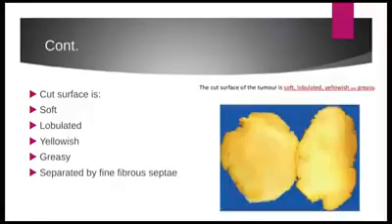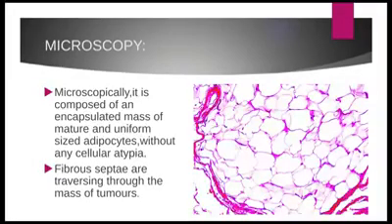If you see the cut surface of lipoma, this is yellowish and greasy, lobulated, soft, and this is separated by fine fibrous septa. On microscopic examination, it is composed of an encapsulated mass of mature and uniform sized adipocytes without any cellular atypia, which means this is a benign condition.